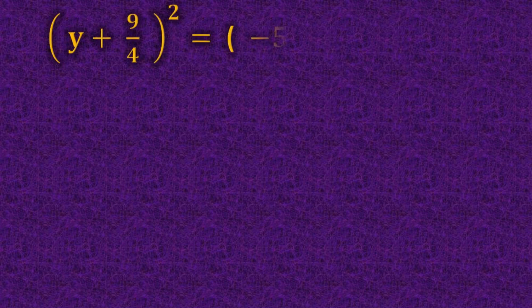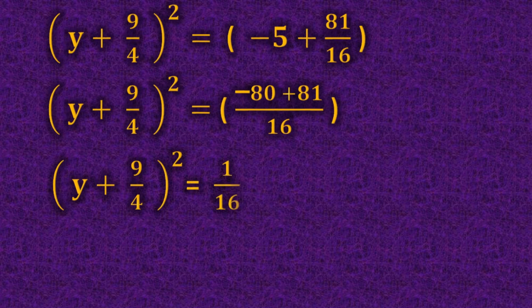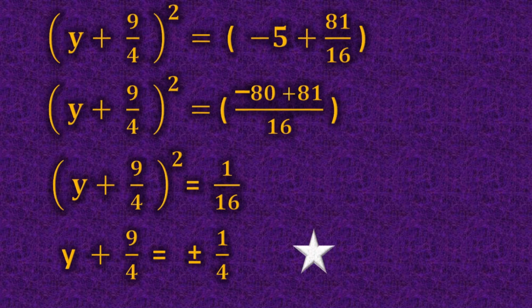Y plus 9 upon 4 whole square is equal to minus 5 plus 81 upon 16. Here no change; on this side cross multiplication. 16 5s are 80, plus 81 upon 16. 81 minus 80 is 1, so 1 upon 16. Take the square root. At the time of taking the square root, we write plus or minus. The square root of 1 is 1, and the square root of 16 is 4. And on the left hand side the square is removed. Now whatever we got, we are copying on the next page.